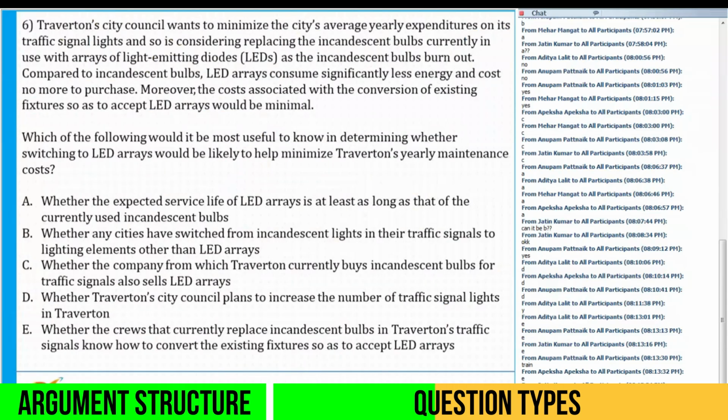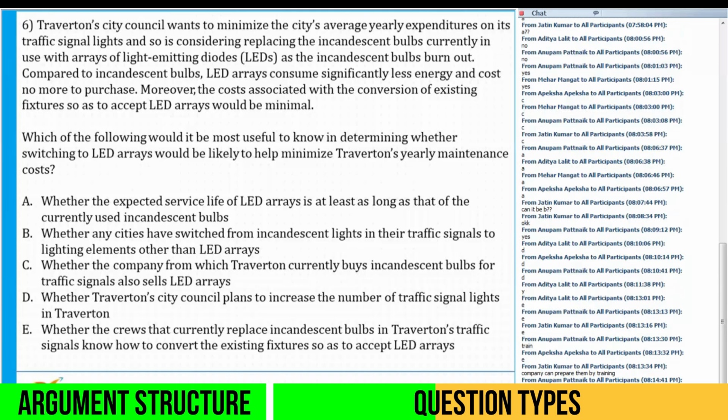Number 6. Question number 6. What about D? Anupam, what about D?